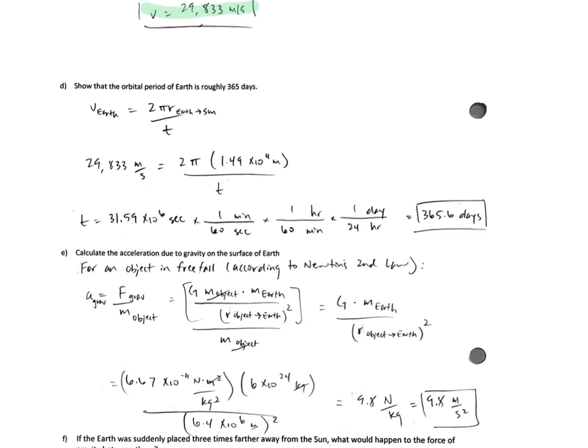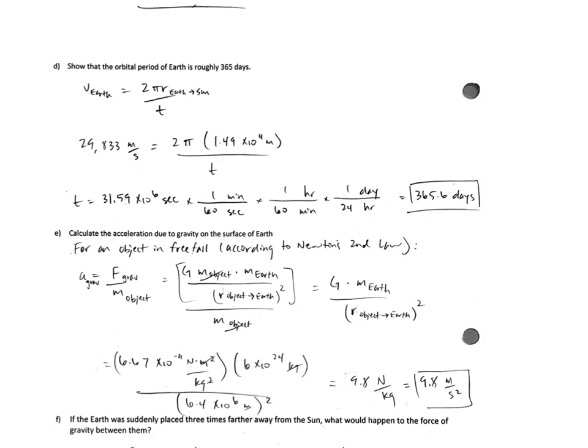Next, show that the orbital period of Earth is roughly 365 days. So orbital period is the amount of time it takes to make an orbit, and we call that a year. So what we're going to do is start by saying that the velocity of Earth as it goes around the Sun is equal to 2 pi r over t. 2 pi r is the circumference of a circle, and velocity is always the distance divided by time. So that's where the 2 pi r, which is the distance, divided by time comes from.